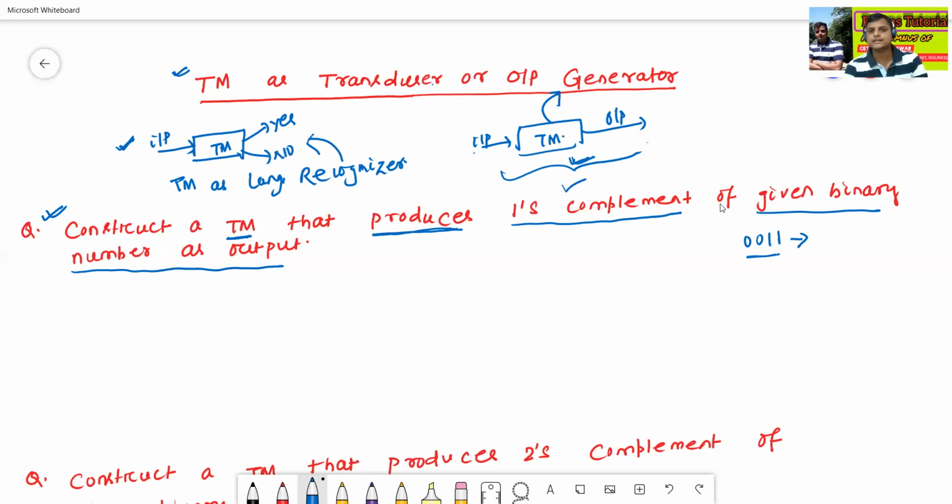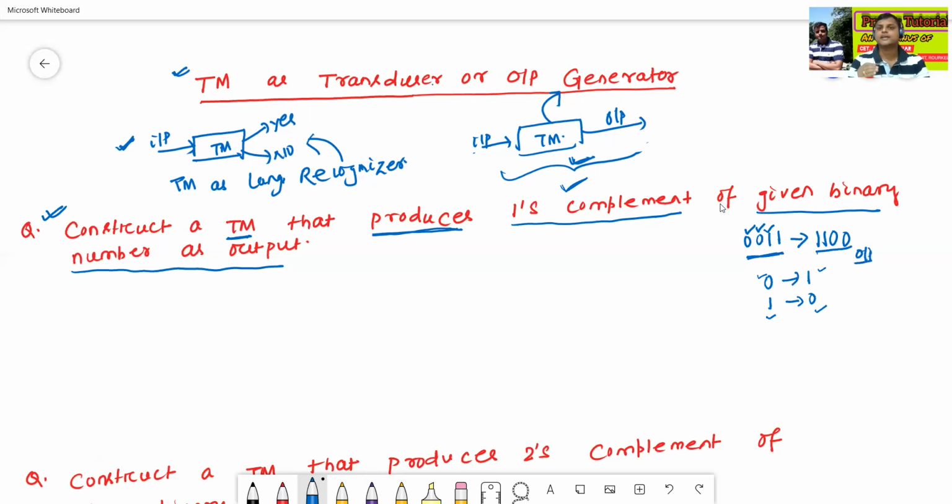In case of 1's complement, for 0 input, the output is 1. For 1 input, the output is 0. The machine will convert 0 to 1, and if the input is 1, it will convert it to 0. Since my input string is 0 0 1 1, the output is: this 1 converts to 0, this 1 converts to 0, this 0 converts to 1, and this 0 converts to 1. This is my output.